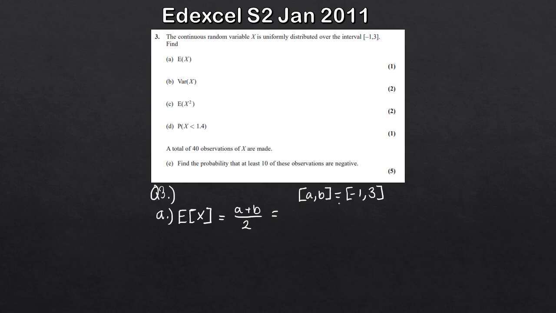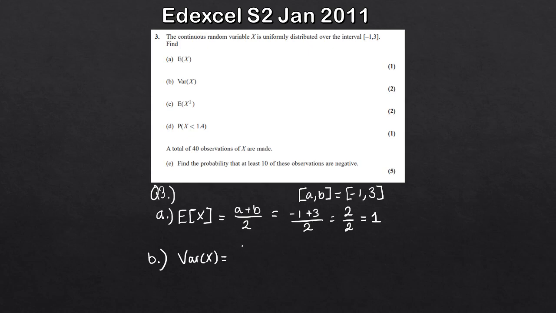So a plus b, so -1 plus 3, divided by 2. So 3 minus 1 is 2. So we get 2 over 2, which is just simply 1. Okay, so 1 mark there, that's the expectation of x. The variance of x, again, just given in the formula book, so nothing too tricky.